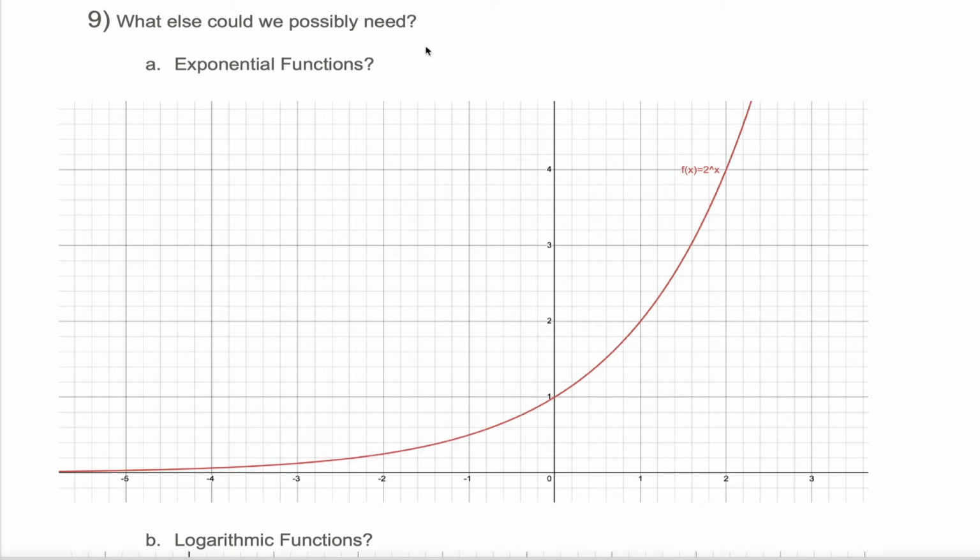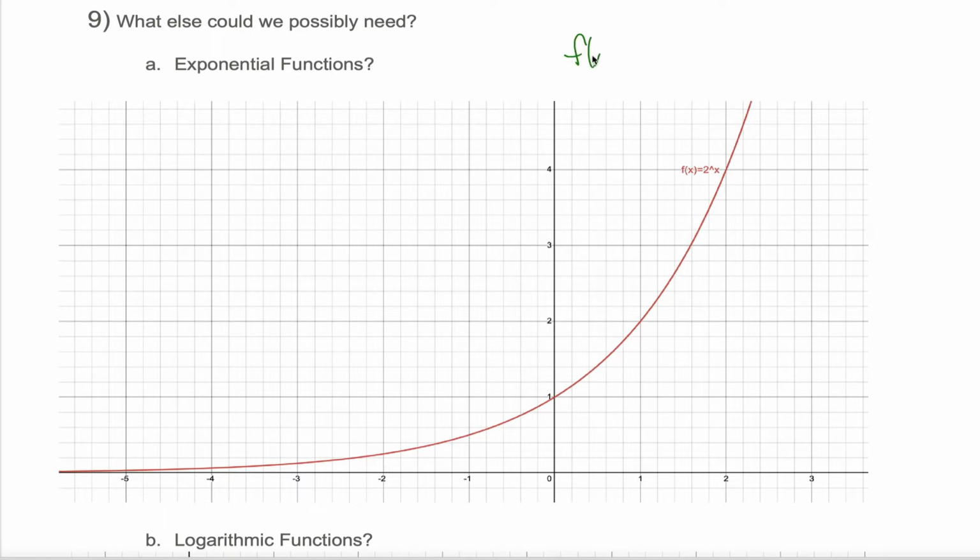So when you get the hang of the power rule and the coefficient rule and the sum and difference rule, you're feeling pretty good about taking derivatives, but there are still functions out there that you can't take derivatives of. What else could we possibly need is kind of what I'm getting at here. And one specific family of functions that we don't yet know how to take derivatives of are exponential functions.